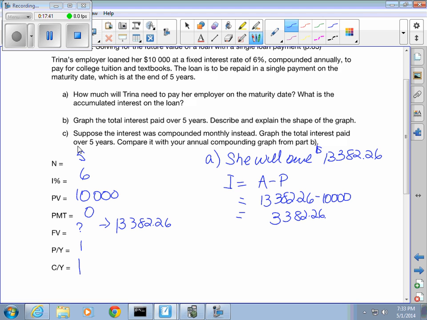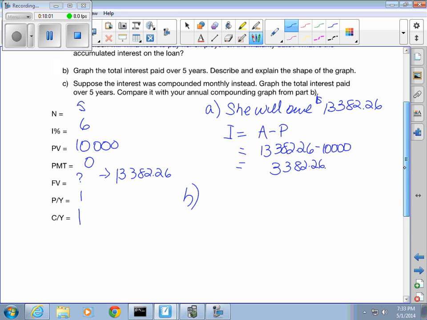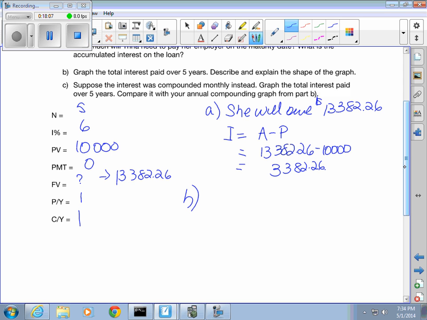Okay, B part. Graph the total interest paid over 5 years. Describe and explain the shape of the graph. I'm going to skip this one just because you're not going to have to do any of those calculations. If you want to know how to do it, I can show you separately, but we're not going to be doing questions like that per se anyway. But the formula for this would be A is equal to P times 1 plus I to the N.